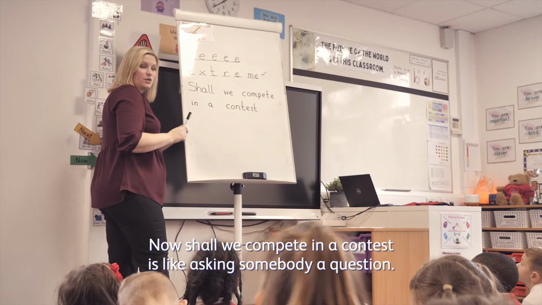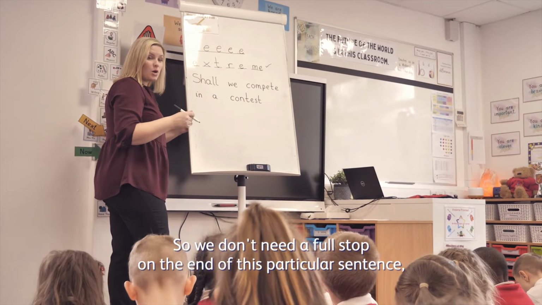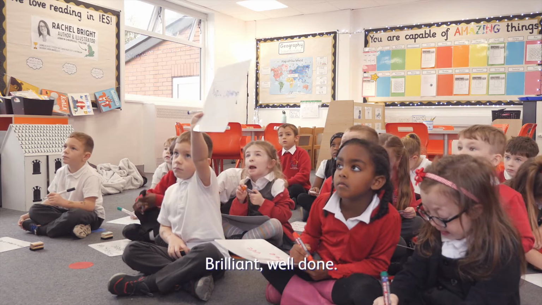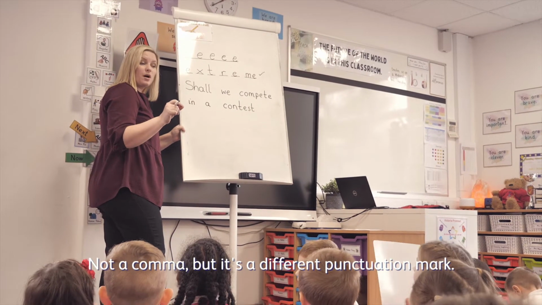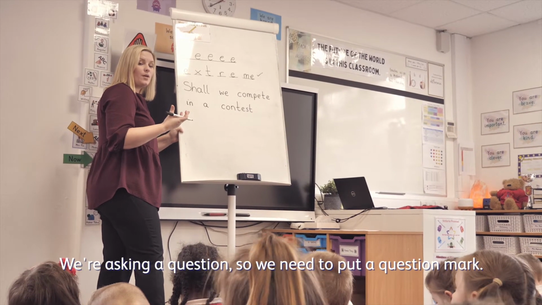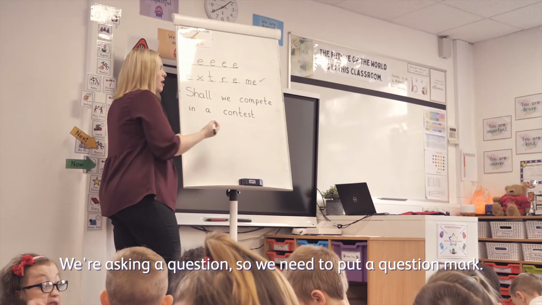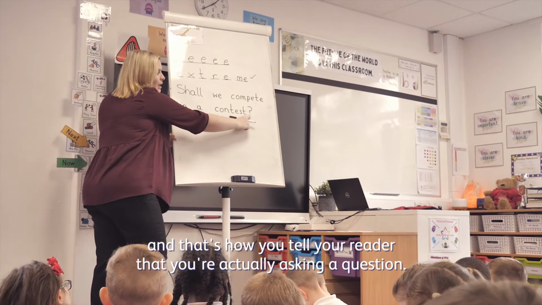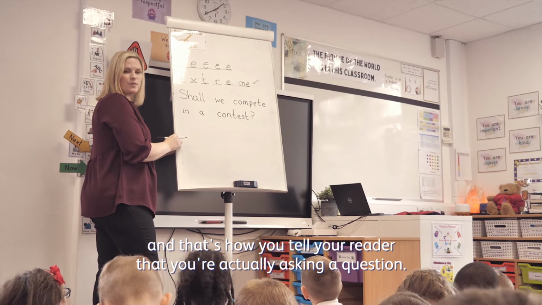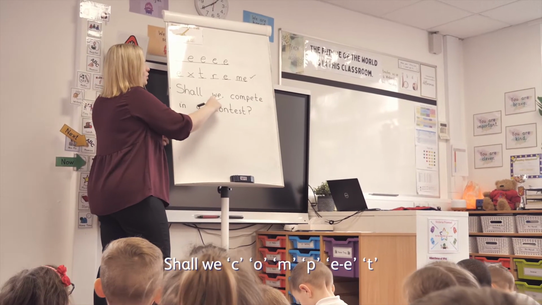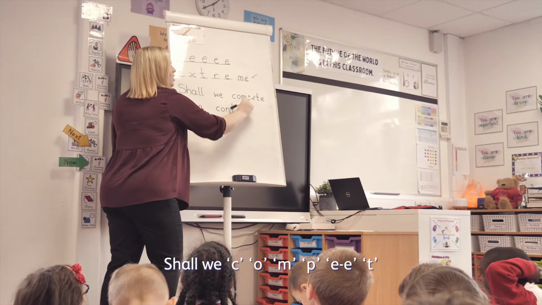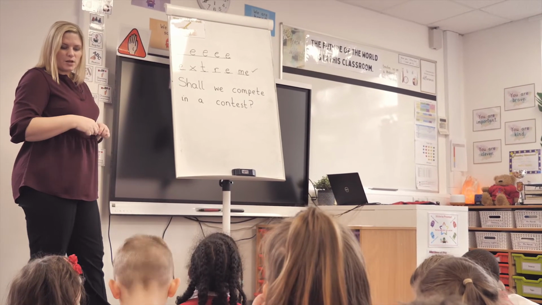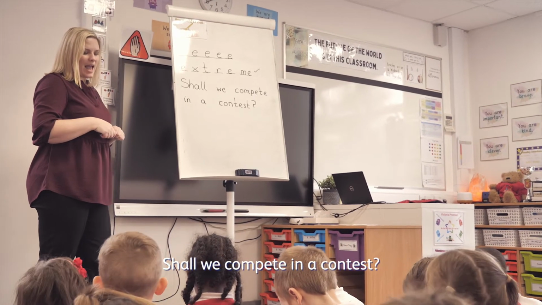Now, shall we compete in a contest is like asking somebody a question. So we don't need a full stop on the end of this particular sentence. We need to put something else. Brilliant, well done. Not a comma, but it's a different punctuation mark. It's not a full stop. We're asking a question. So we need to put a question mark. This is a question mark. It looks like that. It's a bit of an unusual shape. And that's how you tell your reader that you're actually asking a question. That's how they know this is a question. Shall we compete in a contest? That's like asking somebody, shall we have a race? Shall we compete in a contest?